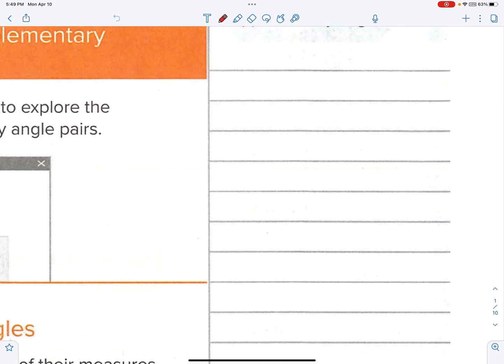I am going to talk to you today about complementary and supplementary angles. Here are the images I want you to visualize. If I draw a 90-degree angle here, and I separate that with any ray poking out of there, it doesn't matter where.